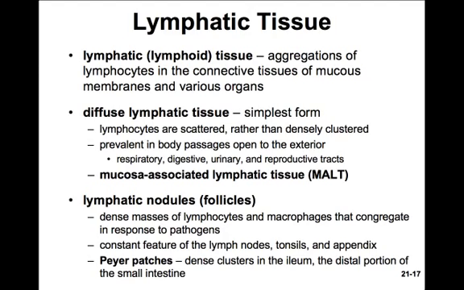And in the ileum and the distal portion of the small intestine, these dense clusters of lymphocytes and macrophages are called Peyer's patches. This makes lymphatic tissue highly available to the digestive system in case there are invading pathogens that come in through that route.